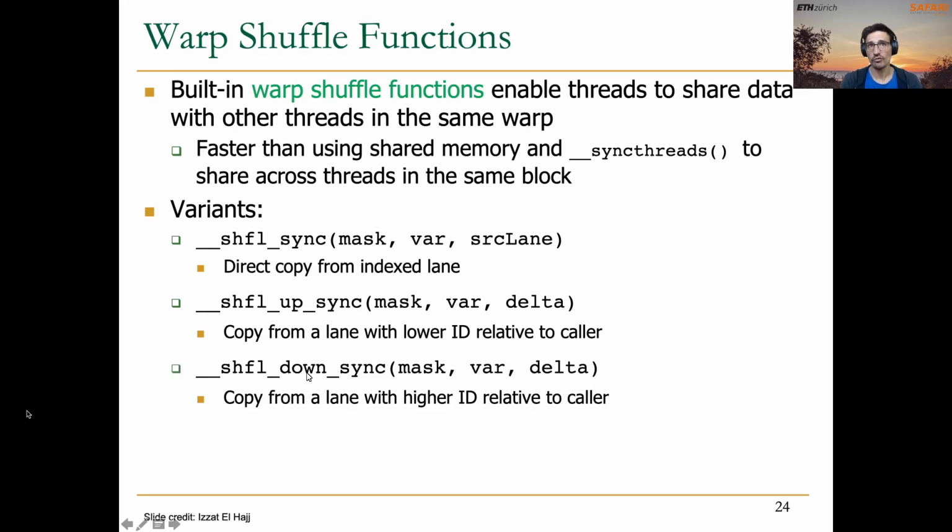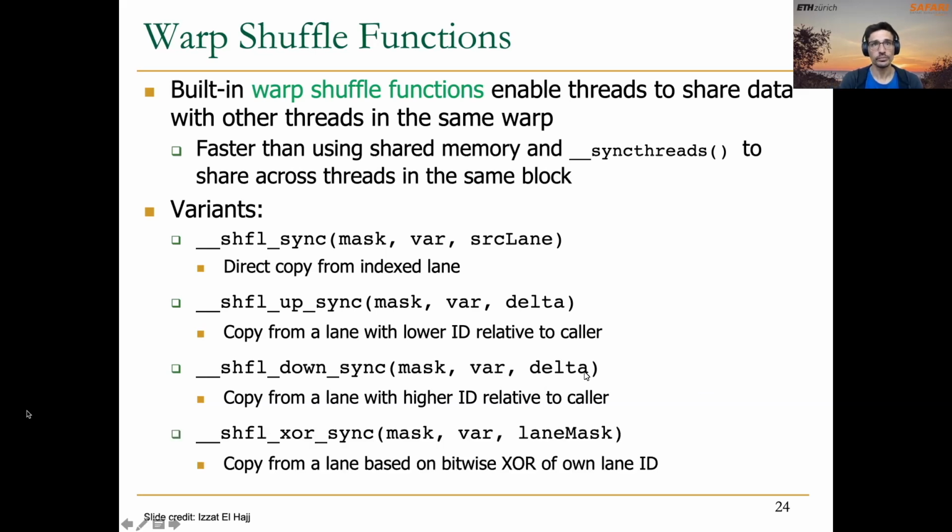Or we have this shuffle down sync, where we copy from a lane with a higher ID relative to the caller. So if this delta is 4, for thread 0, we would be reading the var variable of thread 4. Or this shuffle XOR sync, where we copy from a lane based on a bitwise XOR of the own lane ID.